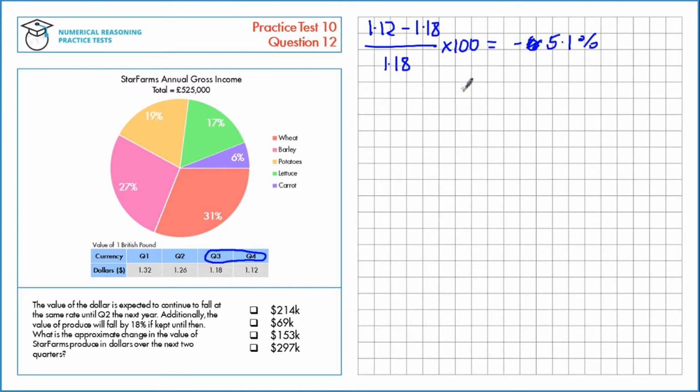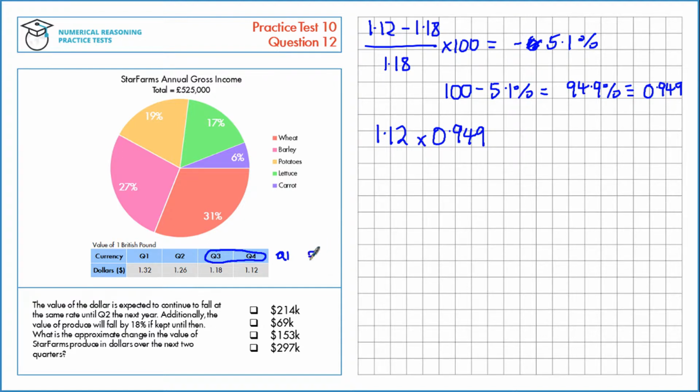Now let's look at that as a multiplier. If we have 100% and subtract 5.1%, we're left with 94.9%. This is equivalent to 0.949 as a multiplier. If we take the amount in dollars for Q4, that's 1.12, and multiply it by this, we'll get the exchange rate for Q1 next year.